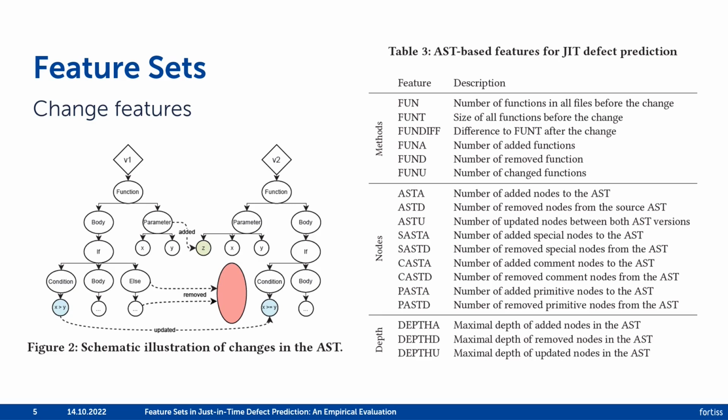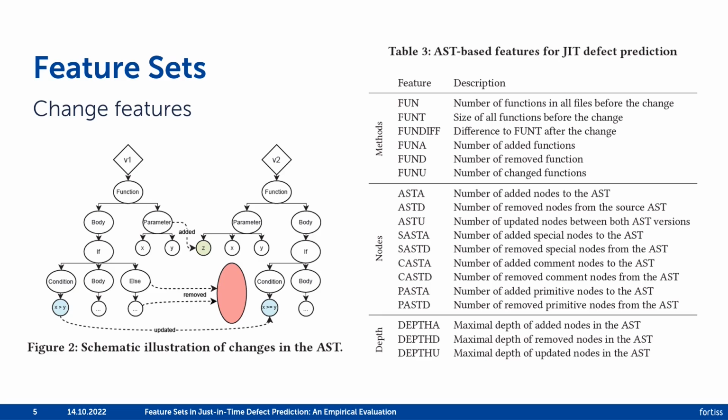And therefore, we illustrated on the left of the slide the changes of a function in the abstract syntax tree. So if you look at this image, you can see version 1 of a function on the left and version 2 of a function on the right. And different things can happen during a change. For example, as you can see here, we have added a parameter in the function, we have removed the else statement, or we have updated one condition in the if clause.